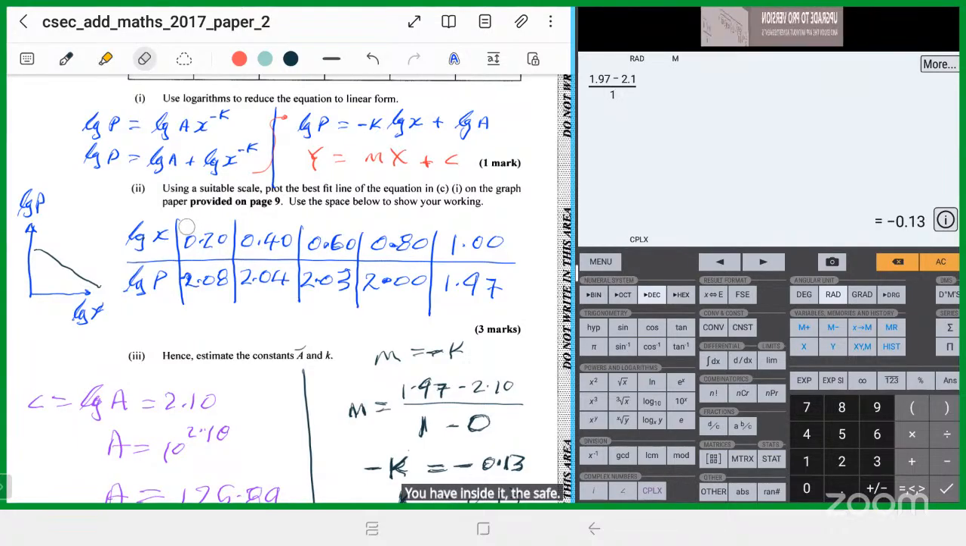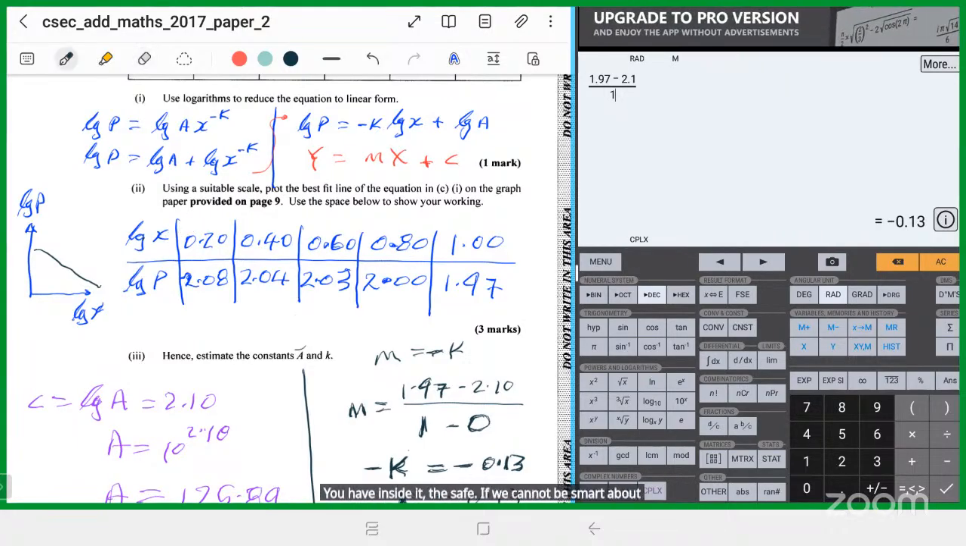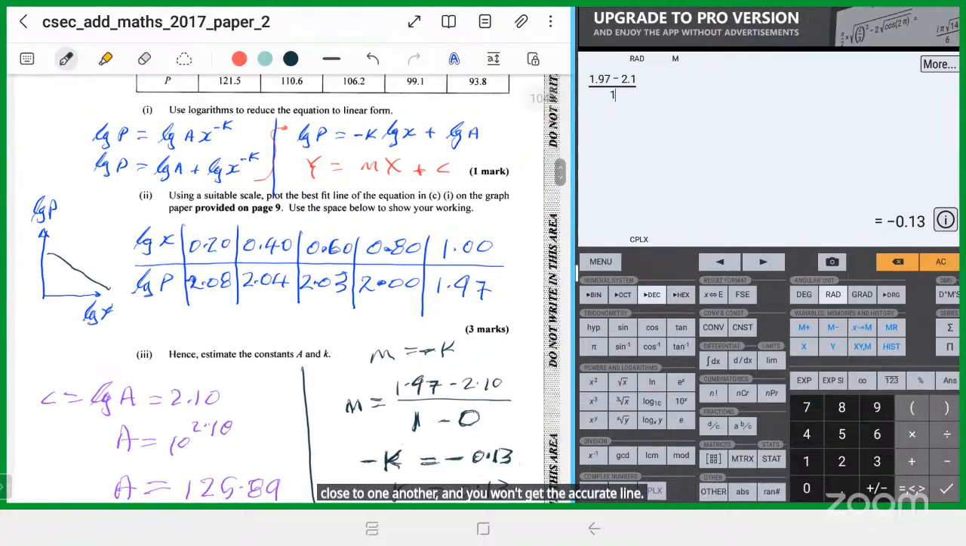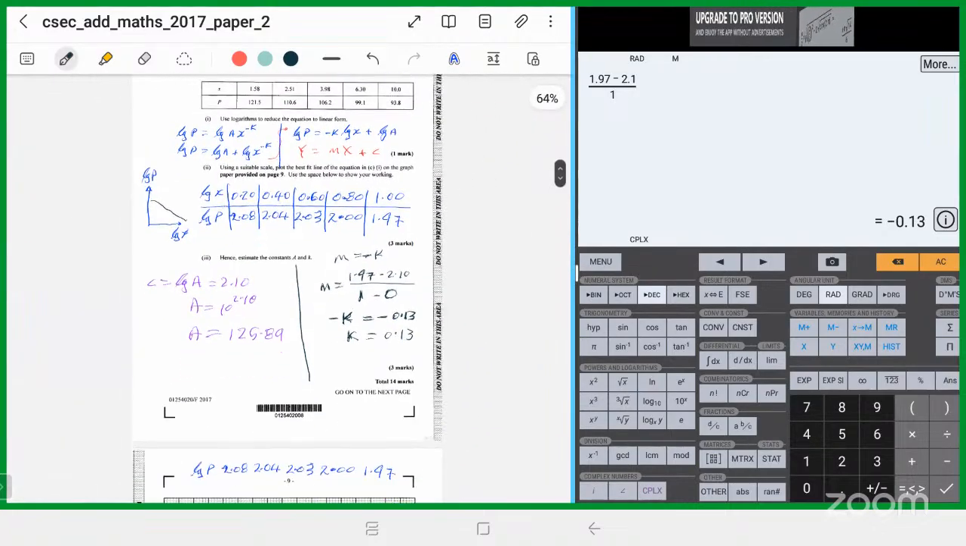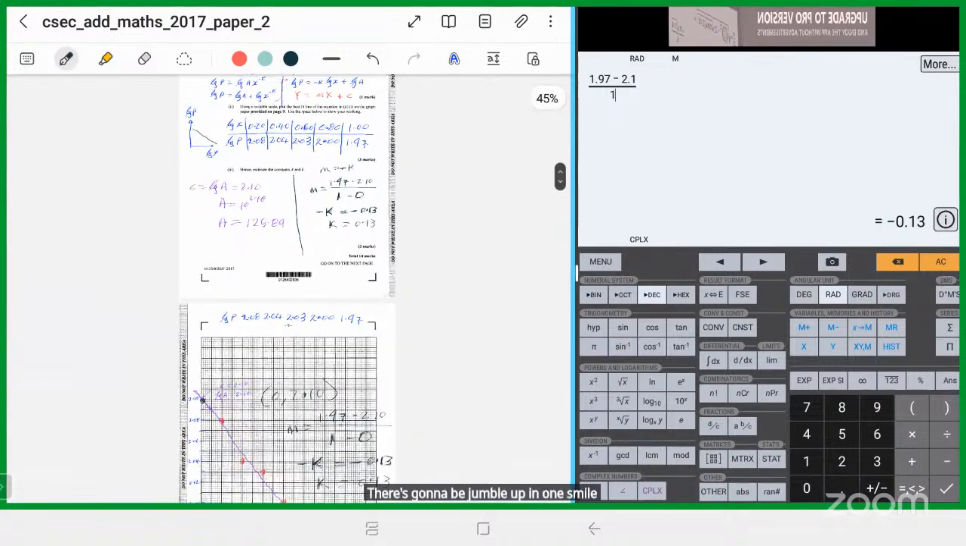You have to kind of be smart about selecting the scale of your graph. Alright? So that is it. Get a good scale and you get an accurate graph. If the scale is too narrow, points are going to be close to one another and you won't get an accurate line. Alright? It's just going to be jumbled up in one small little spot on the graph.